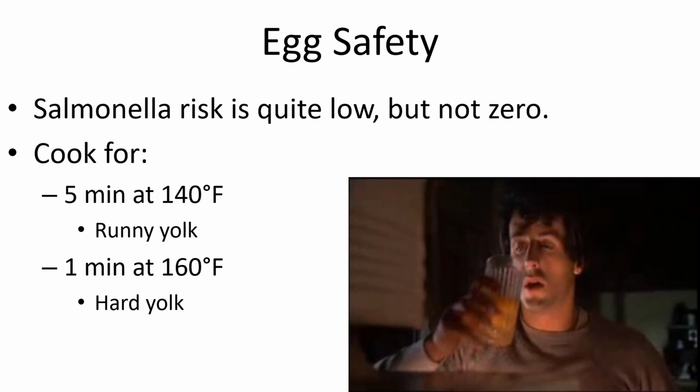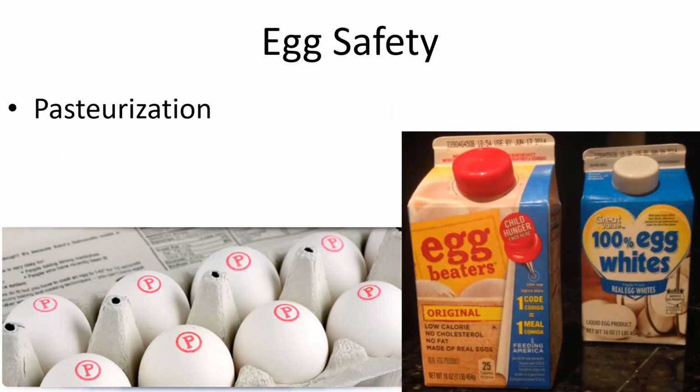So to avoid getting sick, we need to kill all the salmonella bacteria that might be present. To do this, we can cook our egg at 140 degrees Fahrenheit for 5 minutes to get a runny yolk, or at 160 degrees Fahrenheit to get a hard yolk. Another way that we can keep ourselves safe is via a process called pasteurization, after the French scientist Louis Pasteur. Some manufacturers will pasteurize eggs in the shell, but most of the pasteurized eggs come in a carton form.